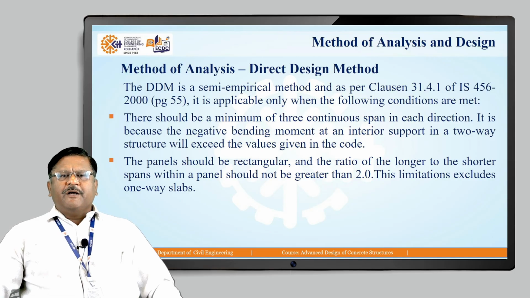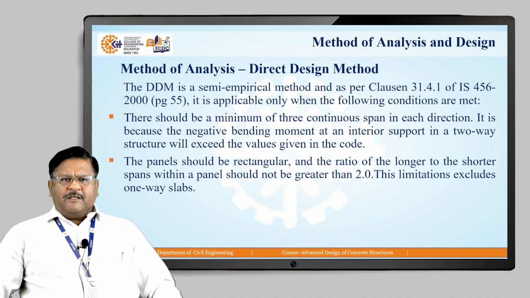First, there should be a minimum of 3 continuous spans in each direction. It is because the negative moment at interior support in a two-way structure will exceed the value given in the code.